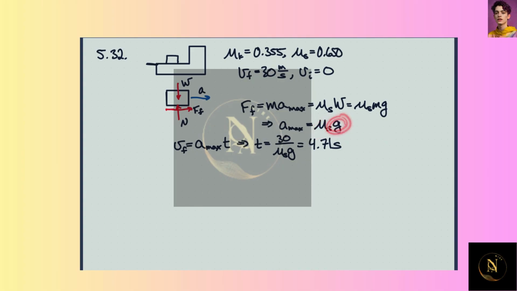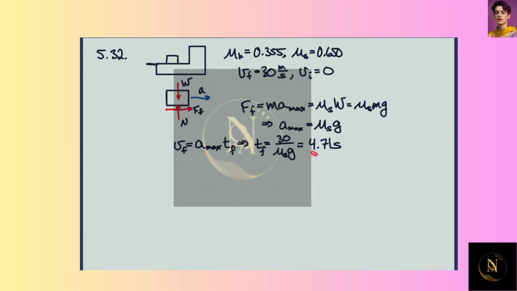maximum acceleration is the static coefficient of friction times g. Now, if the acceleration is uniform and the initial velocity is 0, I guess I should probably put in a t_f, the final time, the time it takes to get up to 30 meters per second. The velocity is going to be the maximum acceleration times that time that we're looking for. So the time is final velocity divided by mu_s g. Final velocity is 30 meters per second. Plugging in the other values, we get 4.71 seconds.